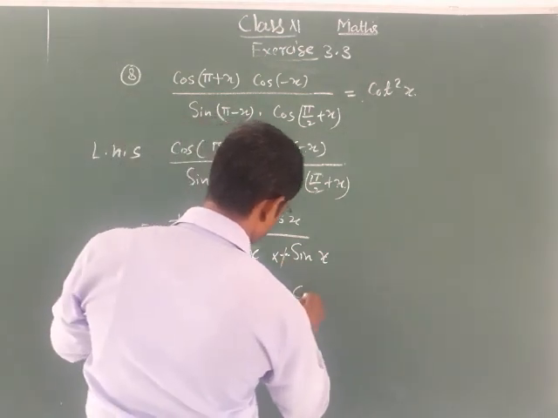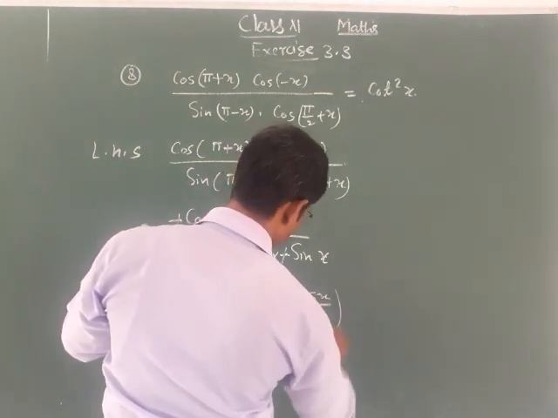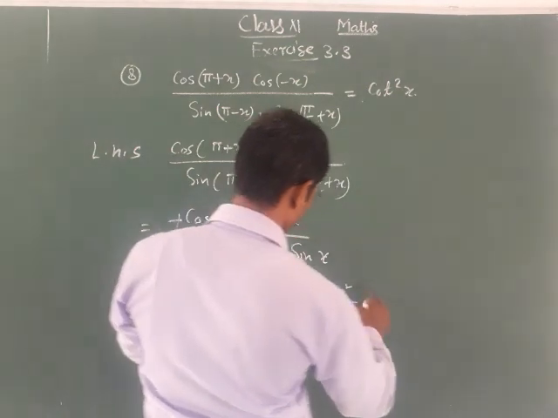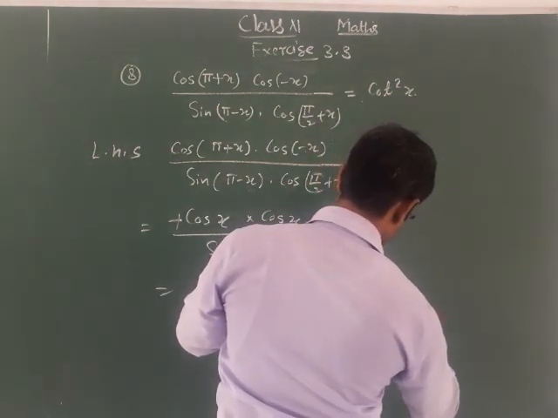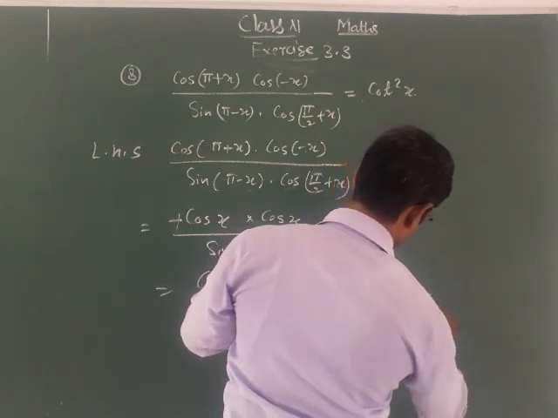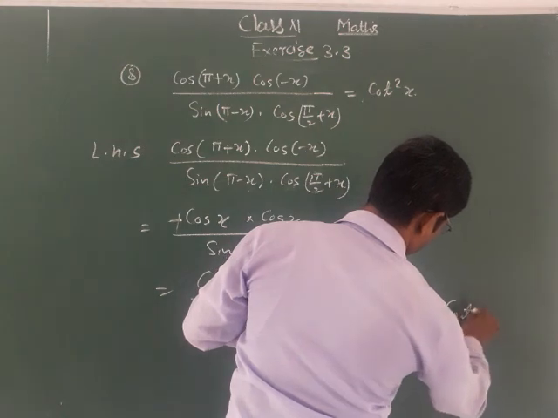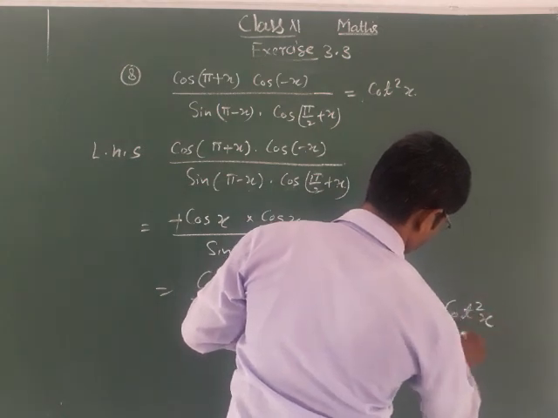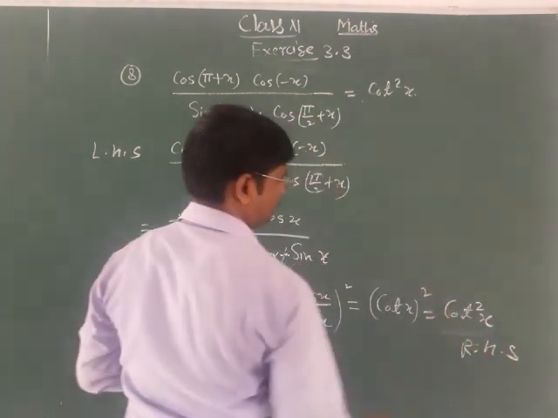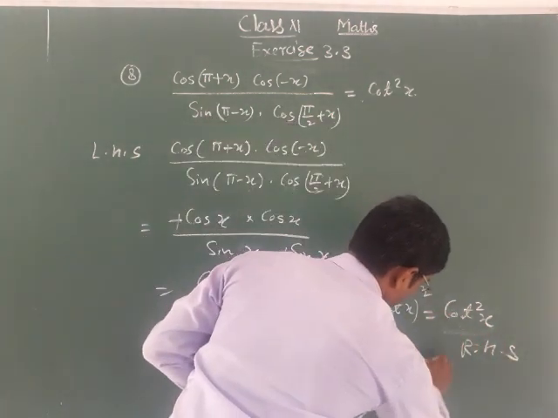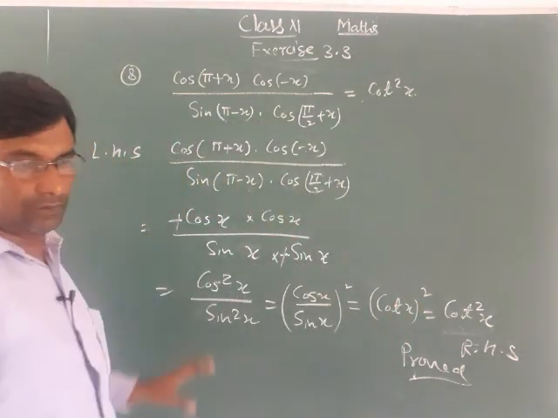Also you can write (cos x/sin x) whole square, which is equal to (cot x) whole square, or cot square x. This is the RHS. So proved. That's all. Thank you. Revise it.